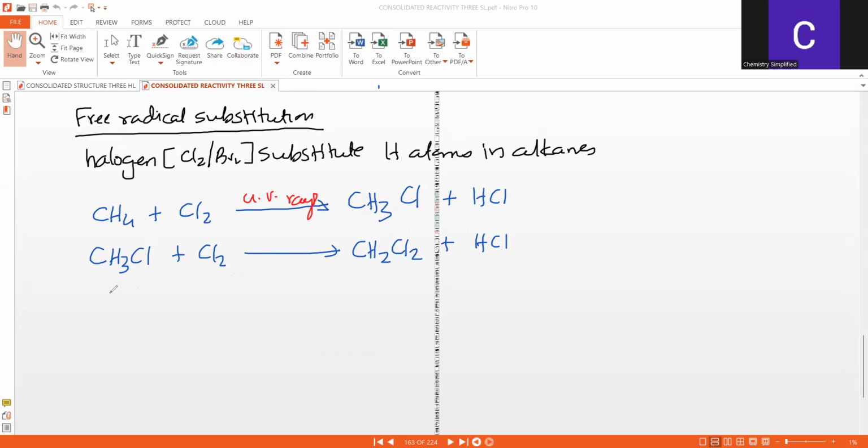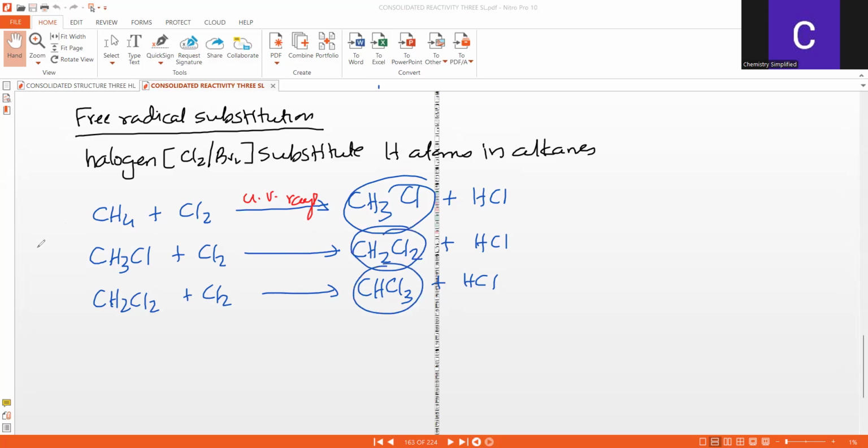This still has two more hydrogens, so this will undergo substitution, CH2Cl2 plus Cl2. This time one more hydrogen will be removed and one chlorine added, CHCl3 plus HCl, and so on. So this will go on till all the hydrogens are substituted by chlorine. In each step, one hydrogen is removed and one chlorine is added. So this is what happens in this reaction. This is the general reaction. This reaction will produce halogenoalkanes like chloroalkanes, dichloroalkanes, etc.